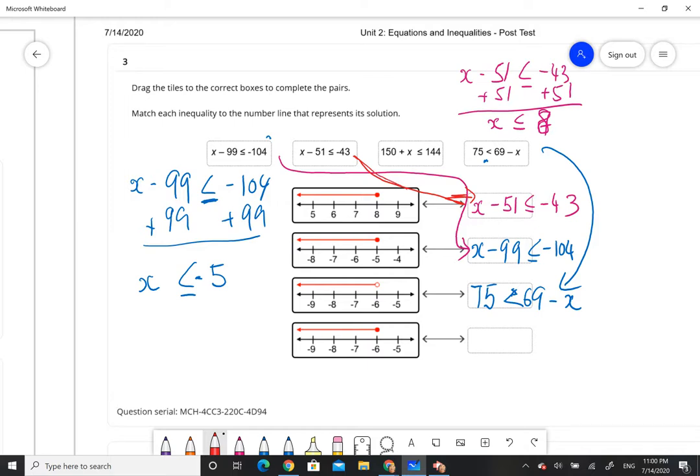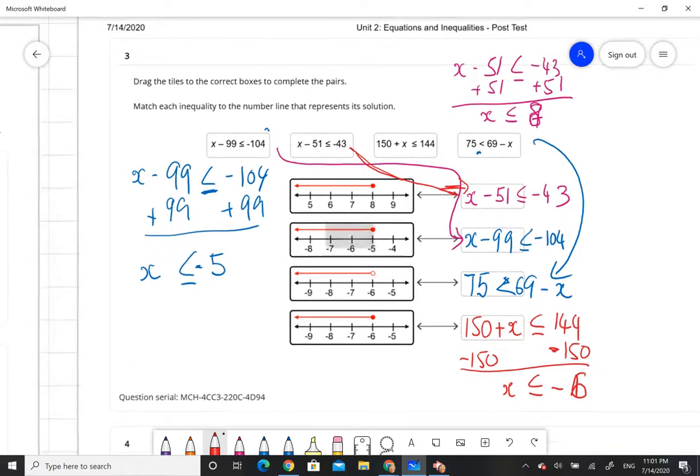And then the last one is 150 plus x less than or equal to 144, right? To solve for this, you minus 150 on both sides. And now x is less than or equal to negative 1. Oh no, we get negative 6, right? 150 minus 144 is negative 6. You got negative here, so that's why this one, right? So you got the idea. Okay, 1, 2, 3, 4. So that is question number 3.